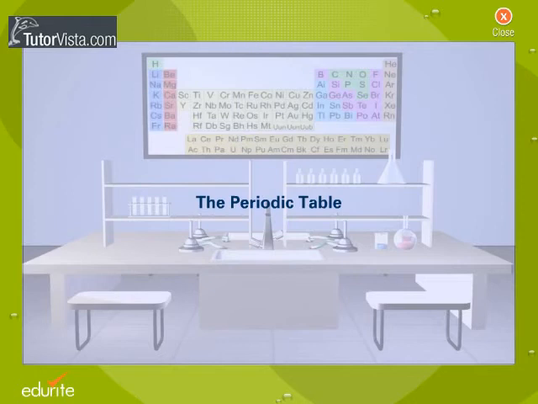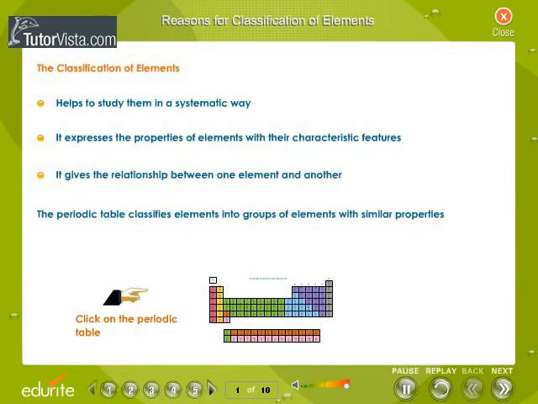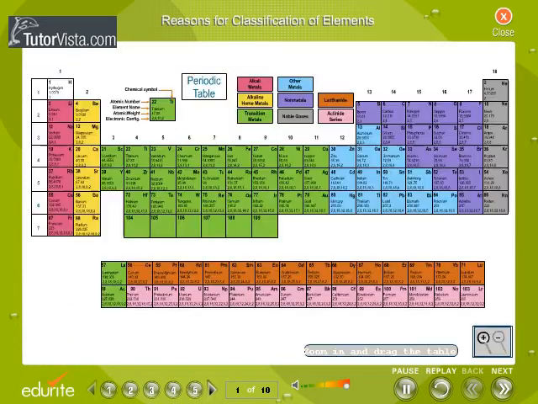The periodic table. Reasons for classification of elements. The goal of element classification is to study each element and the interrelationship between the elements in a systematic manner. Elements having similar properties are arranged together in vertical columns called groups.